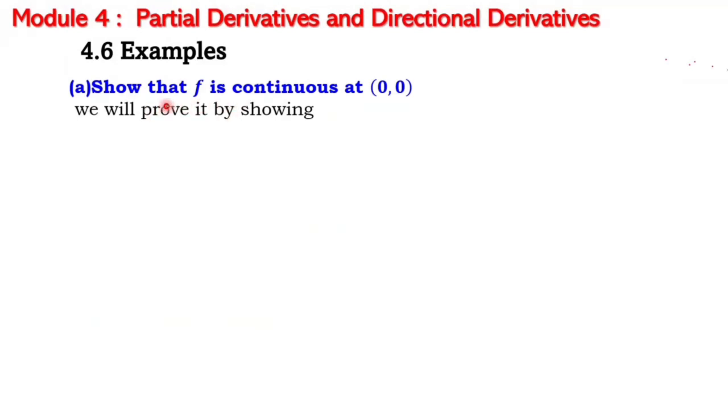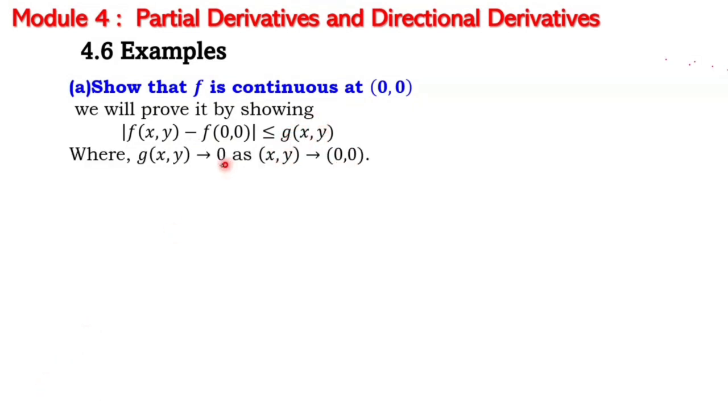Okay, so first we have to show that f is continuous at (0,0), and we are going to prove it by showing that the absolute value of f(x,y) minus f(0,0) is less than or equal to g(x,y), where g(x,y) is a function of x,y such that it tends to 0 when (x,y) tends to (0,0). If we are able to prove that, then this is equivalent to saying that the limit of f(x,y) at (0,0) is equal to f(0,0). So that means f is continuous.